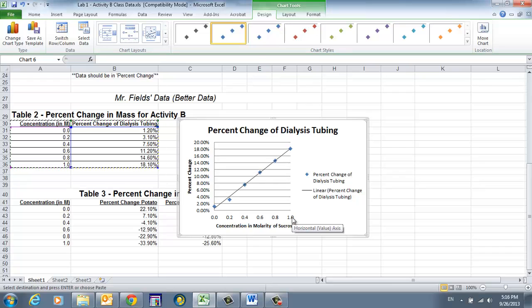So what we would do with this data, if you were to take an extension, would be to say, well, at 2.0 molarity, the bag should increase by this percentage.